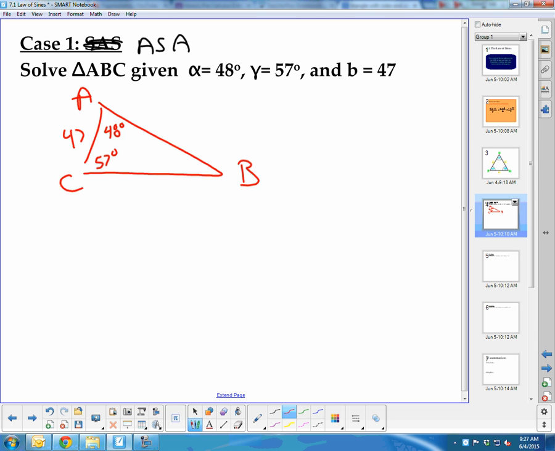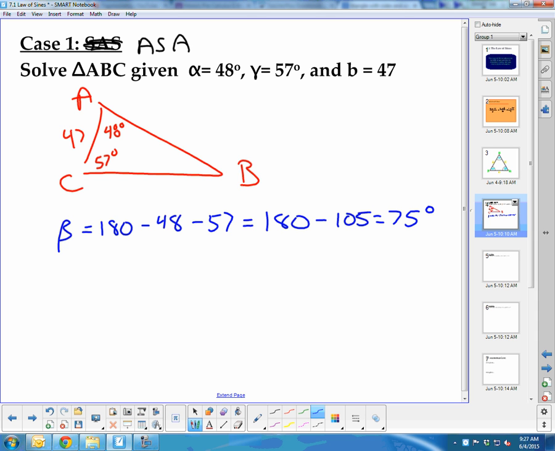I would probably start by finding the remaining angle, angle B, so that's going to be beta. I know that the measure of angle beta will be 180 degrees minus 48 degrees minus 57 degrees because of the angle sum. So it's really going to be 180 minus 105, leaving us with an angle measure of 75 degrees for angle beta.